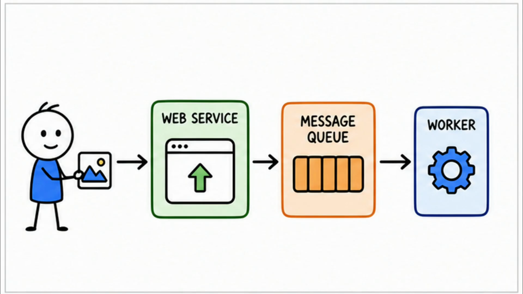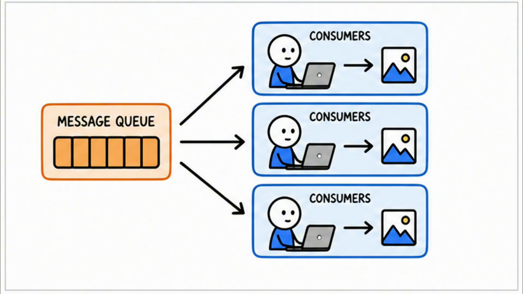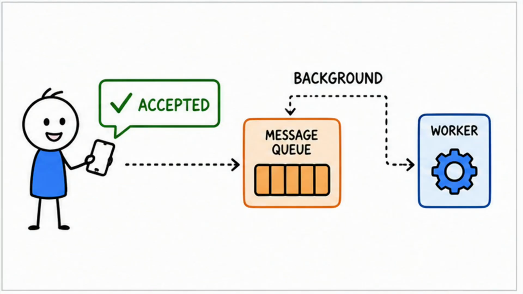A message queue separates accepting the upload from processing the image. The web service becomes a producer that publishes a processing job. Workers become consumers that retrieve and execute those jobs. The user-facing request can finish before the background task completes.